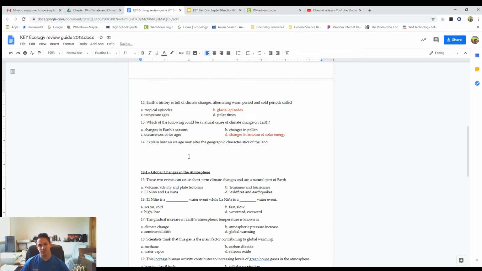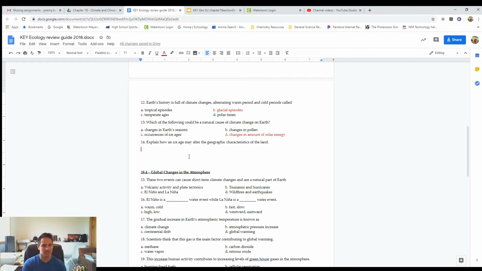Number 14, explain how an ice age may alter the geographic characteristics of the land. So ice ages, of course, are times where there are large, very thick sheets of ice that cover very big portions of the landmass. How that can alter the geographic characteristics of the land is that ice is very heavy. It pushes down on the ground, causes the ground to buckle and bend and fold. And so as the glacier melts and recedes, there are going to be lots of valleys and low parts of the ground where the ice was pushing down, and that will fill in with fresh water as the glacier melts and essentially make a lot of lakes and rivers.